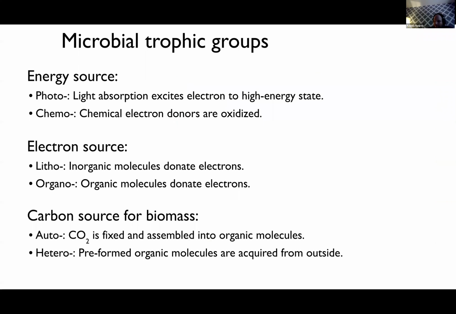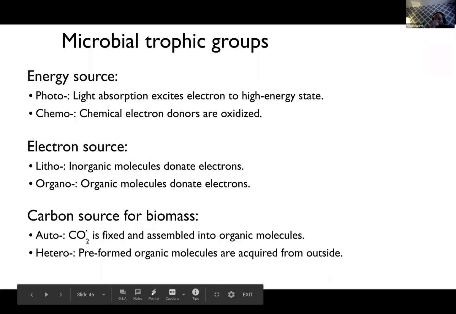And so the major trophic groups we could talk about are defined by energy source. Again, photo versus chemo. Phototrophs use light absorption, whereas chemotrophs use chemical absorption of energy. For electron source, we have litho, which is inorganic molecules, or organo, which is organic molecules. And then, where do you get your carbon source? Auto, if you're using CO2 from the atmosphere, or hetero, if you're using preformed organic molecules.